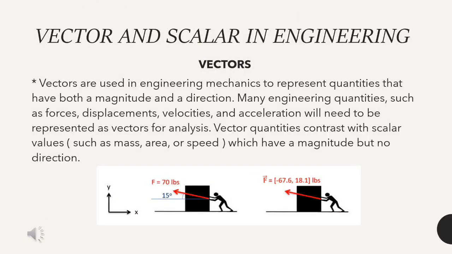Vector and scalar in engineering. Vectors are used in engineering mechanics to represent quantities that have both magnitude and direction. Many engineering quantities such as force, displacement, velocity, and acceleration need to be represented as vectors for analysis. Vector quantities contrast with scalar values such as mass, area, or speed, which have a magnitude but no direction.